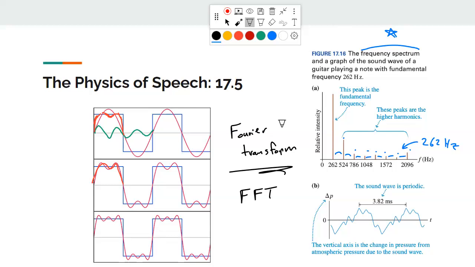But I want you to be aware of this terminology, because now that you've heard it, you'll start to notice it in your life. If you're reading scientific literature, they'll talk about Fourier transforms, and you'll start to see them pop up. Now you roughly know what they are. Okay.